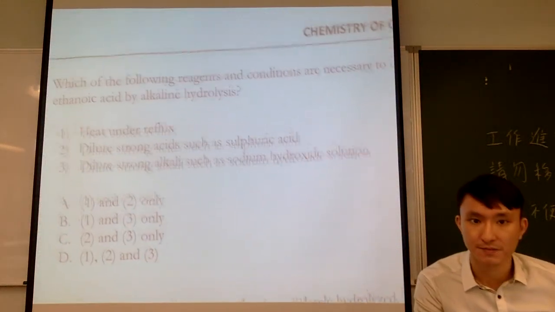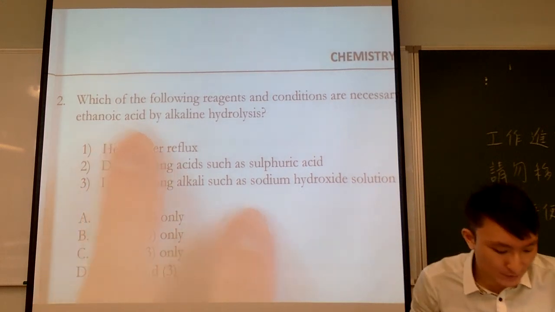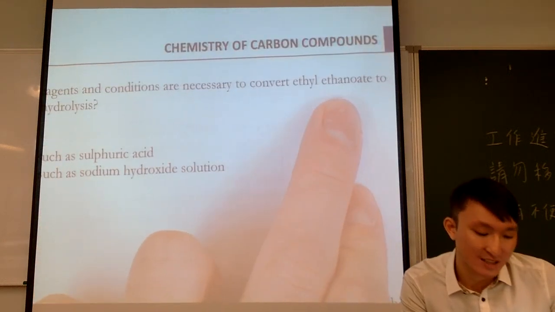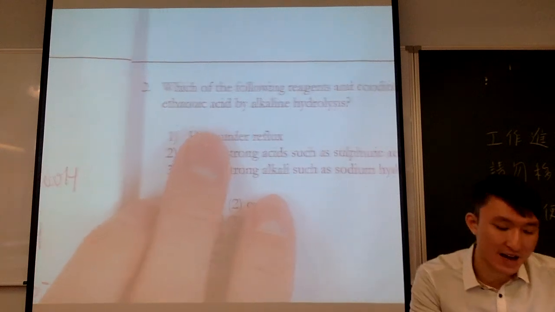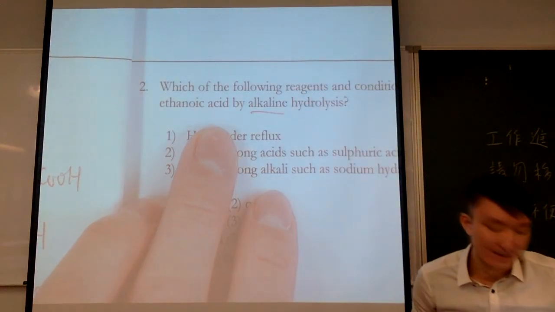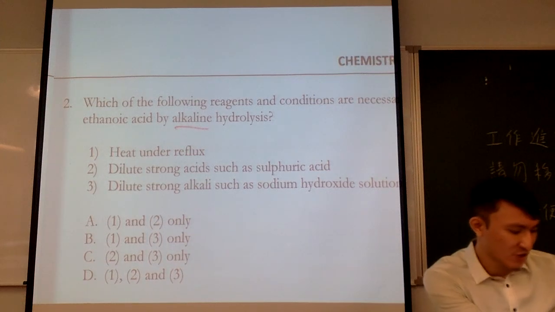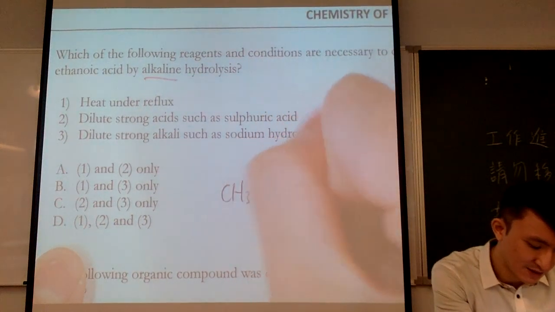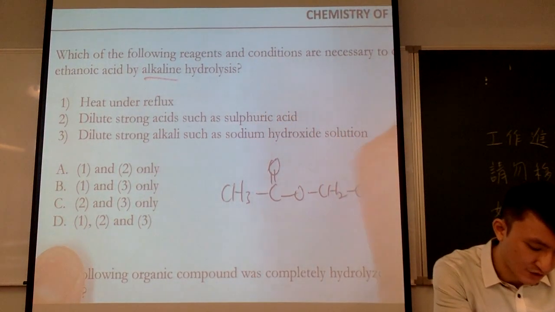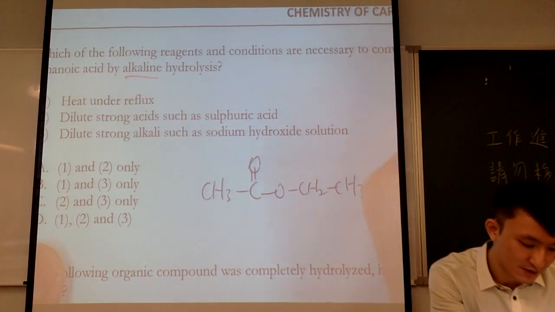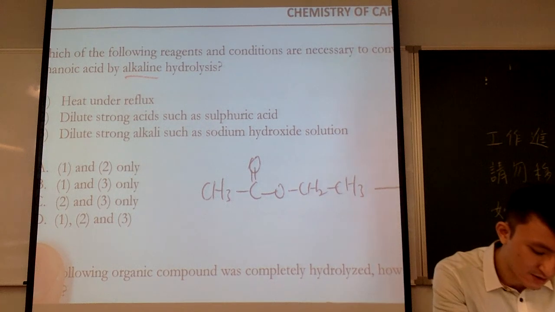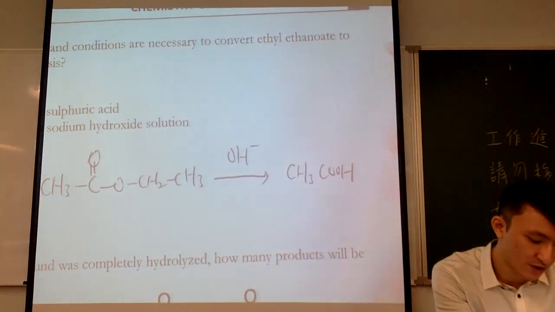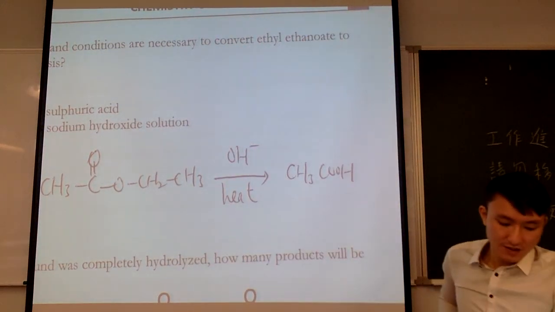Okay, let's move on to the multiple choice here. Now, which of the following reagent and conditions are necessary to convert ethyl ethanoate to ethanoic acid by alkaline hydrolysis? Okay, so we try to write down the equation and try to understand the situation. Ethyl ethanoate, right? So CH3, C double bond O, CH2, CH3. So alkaline hydrolysis into ethanoic acid, like this, okay? So hydroxide ion and heating will be the condition.